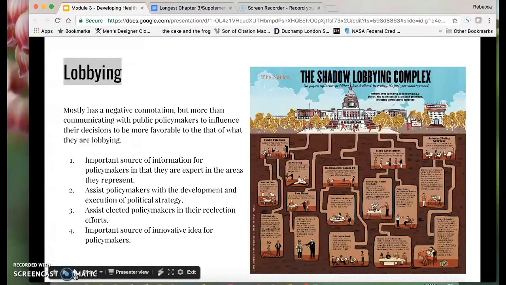Lobbyists actually provide a source of information for policymakers in the area they're experts in. They also assist policymakers with the development and execution of political strategy, as well as assist elected policymakers in their re-election efforts. They're also an important source of innovative ideas for policymakers. So even though they have a negative connotation of forcing people to believe on their side or influence them, they actually provide a lot of information to policymakers, and they are fundamental in getting policymakers reelected.